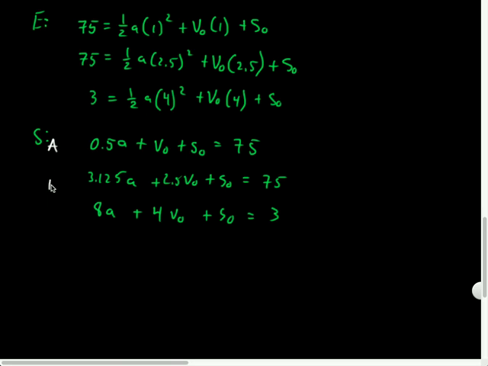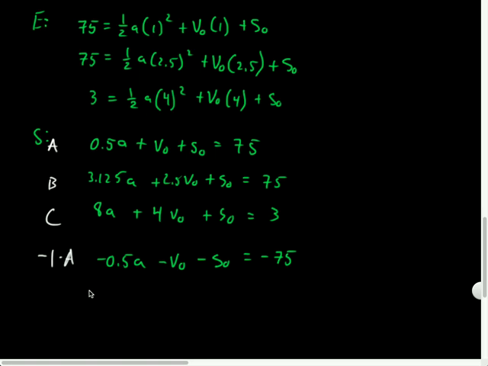So if these are equations A, B, and C, I'm going to go for opposite s naughts. And because in equation B most of my coefficients are larger than the ones in equation A, I'm going to make A my negative 1. So I'm going to multiply A times negative 1 to get a negative s naught to cancel out with this positive s naught. And then it looks like the 75s will cancel out nicely. So that would be negative 0.5a minus v naught minus s naught equals negative 75, not 57.